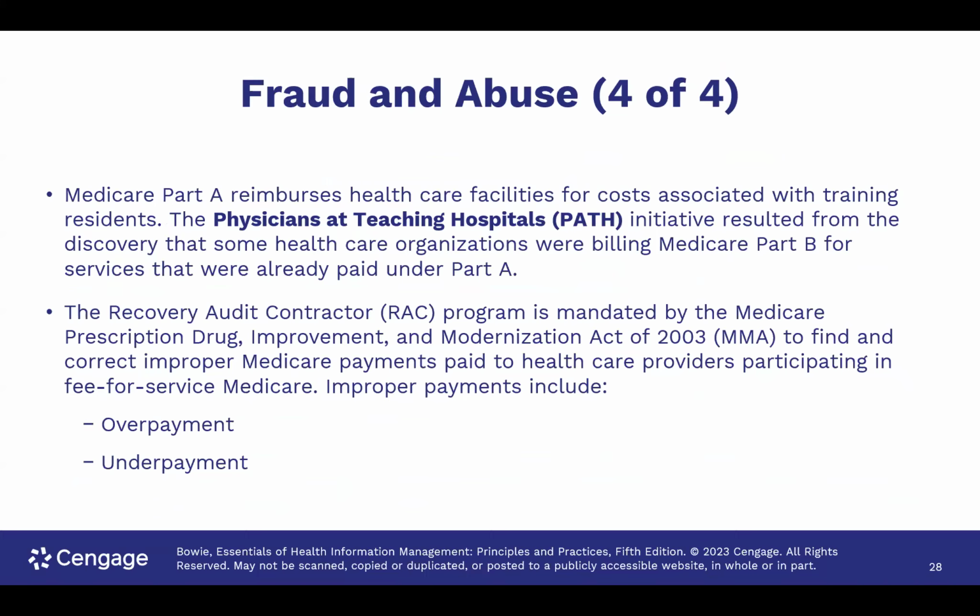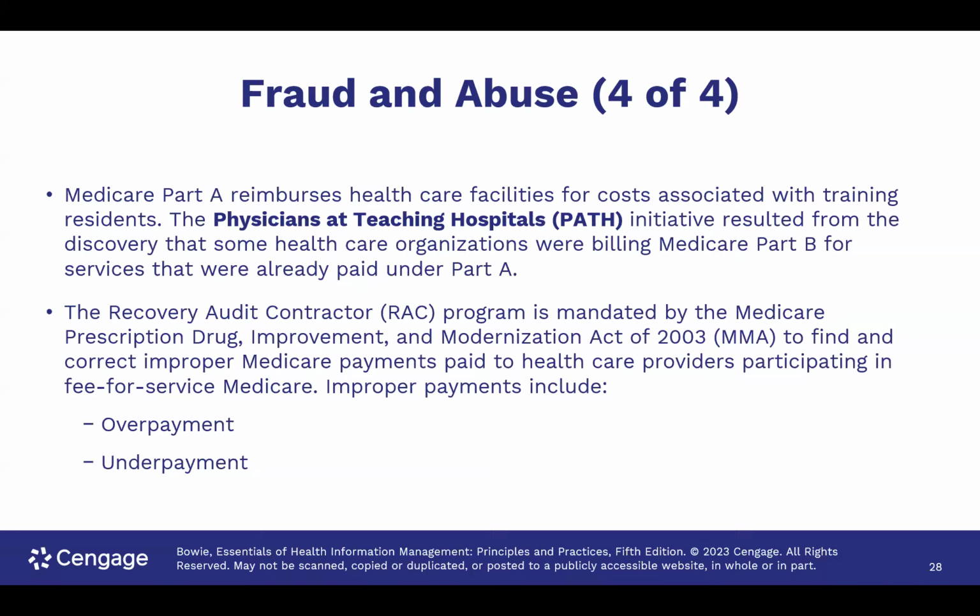Medicare Part A is the entitlement, if you will, right? And it's for healthcare facilities, meaning hospitals. Medicare Part A reimburses healthcare facilities for costs that are associated with training residents. Residents being physicians who haven't fully completed their training. They tend to order more tests, have higher overall costs.